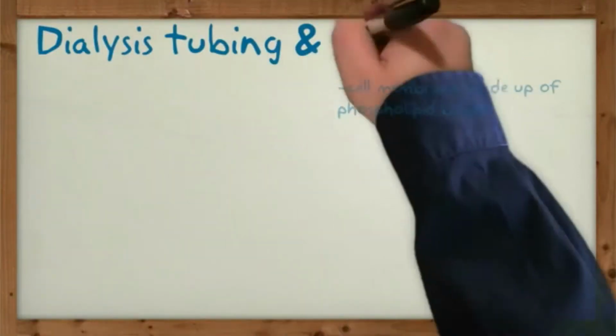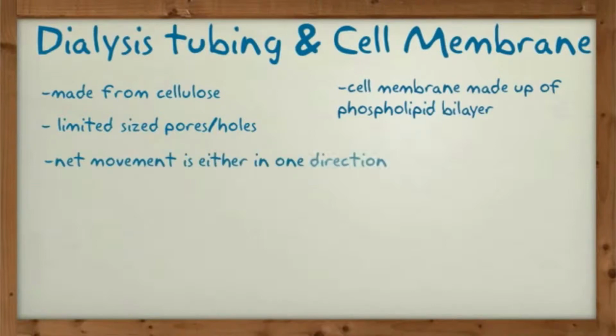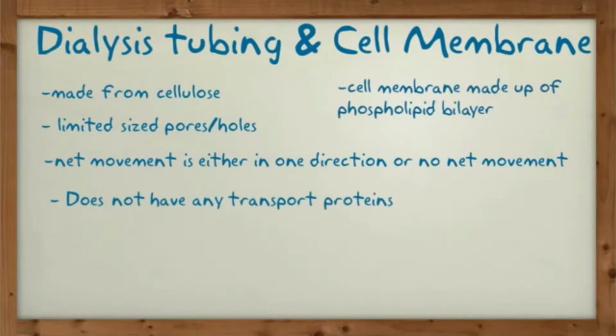Dialysis tubing and cell membrane. The tubing is made up of cellulose, while the cell membrane is made up of phospholipid bilayer. The tubing has limited-sized pores restricting any large molecules such as glucose, while the membrane has protein channels that large molecules such as glucose can pass through. The tubing diffusion direction can only follow a concentration gradient from high to low, while the membrane has active transport that can move substances against the gradient.